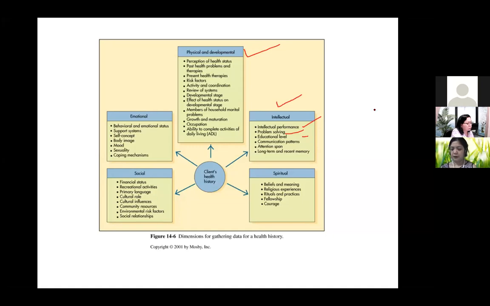Okay? Then you also have your spiritual. Let's say, for example, sabi ko nga kanina, yung Muslim and even yung Jehovah's Witness. Okay? Then you need to consider the emotional pattern. Why? Gaano ba ka-stable yung emotional pattern niya? Kasi baka naman, ang ganda-ganda ng nursing care plan mo tapos hindi naman pala stable yung kanyang emotional pattern. Okay? Then you also have your social status. Let's say, for example, the financial status, the cultural role, the cultural influences, the recreation activities. Okay, so these are the data that you need to collect when you are doing your client health history as part of your assessment.